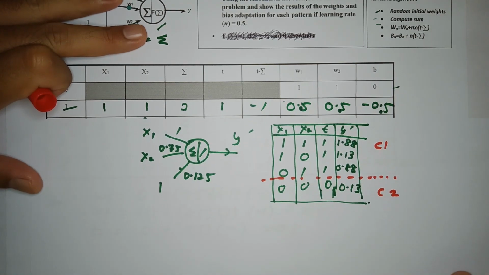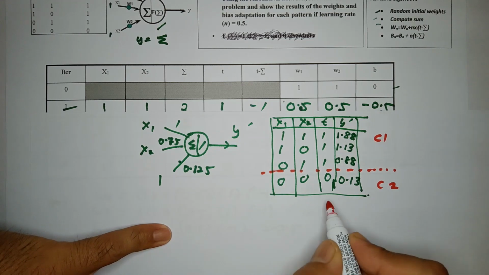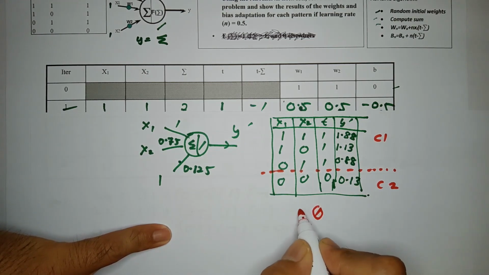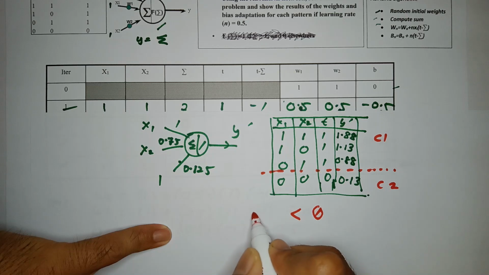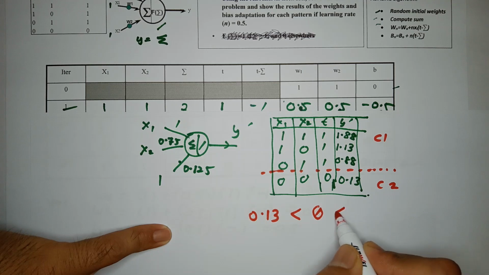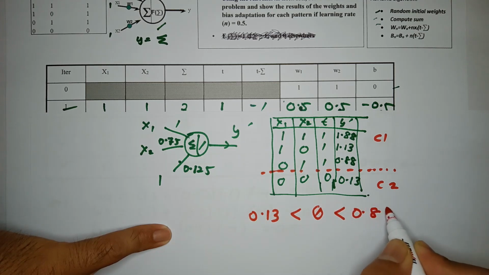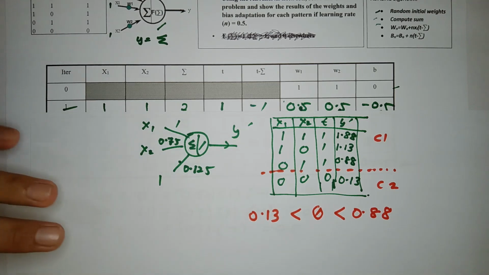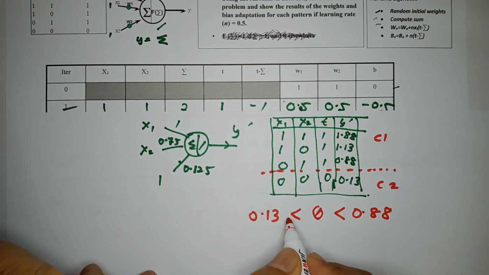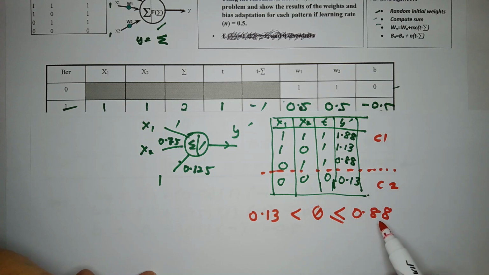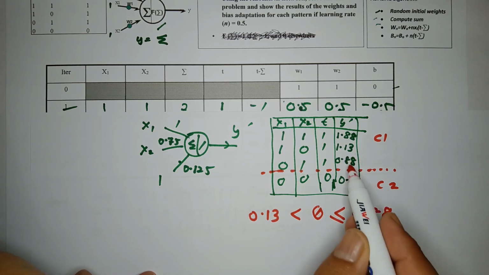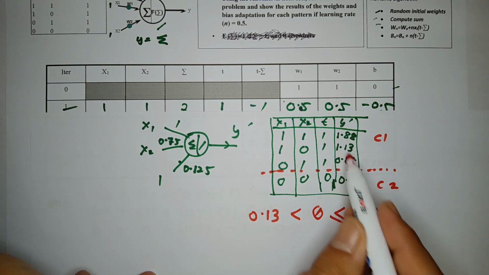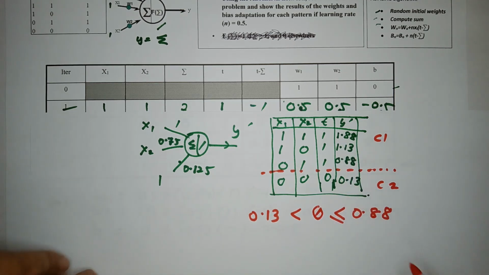I'm moving this thing a bit upward. So if we select any theta value higher than 0.13, and in this case lower than 0.88, so let's say I put higher than 0.13 and lower or equal to 0.88. For this particular case, if you select any value within this range, you're able to do the separation between these two data sets.